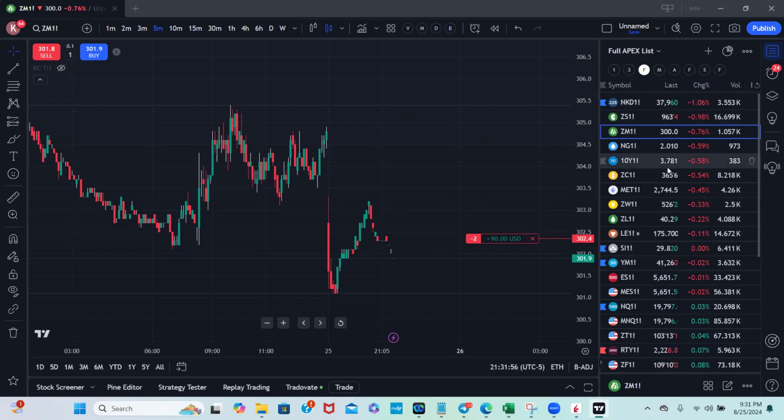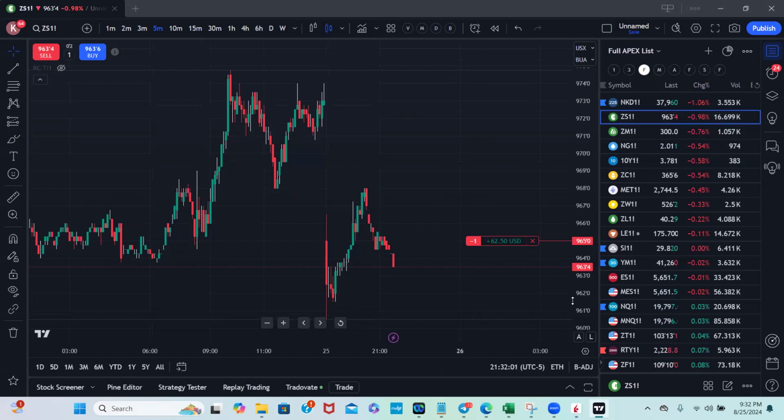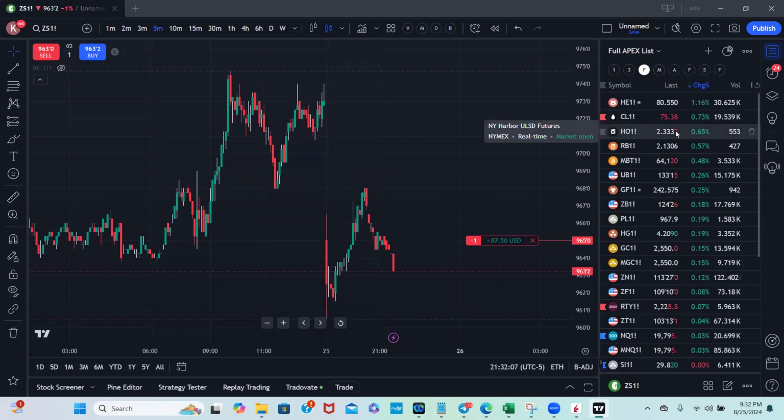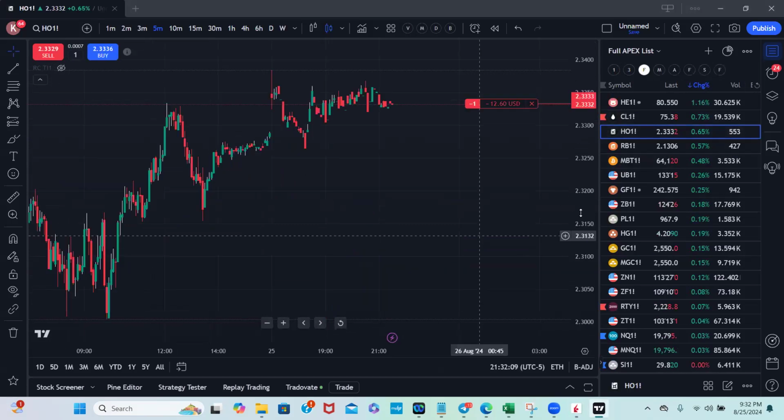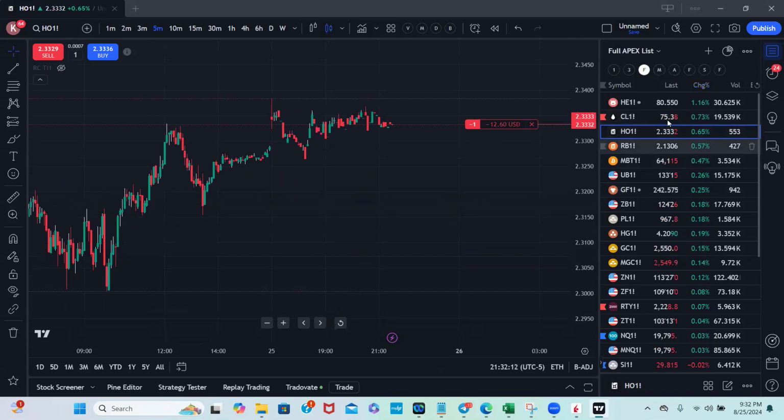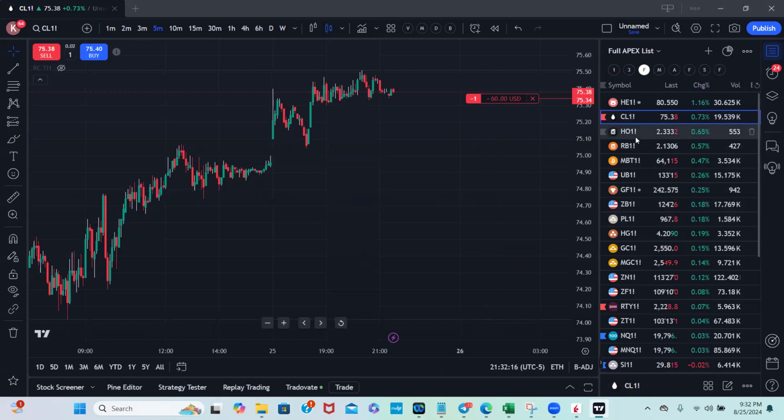This one is giving nice profits. GC, GS is also dropping. Heating oil should also drop. Crude oil and heating oil are a little choppy for now, but they should also make profits in some time.